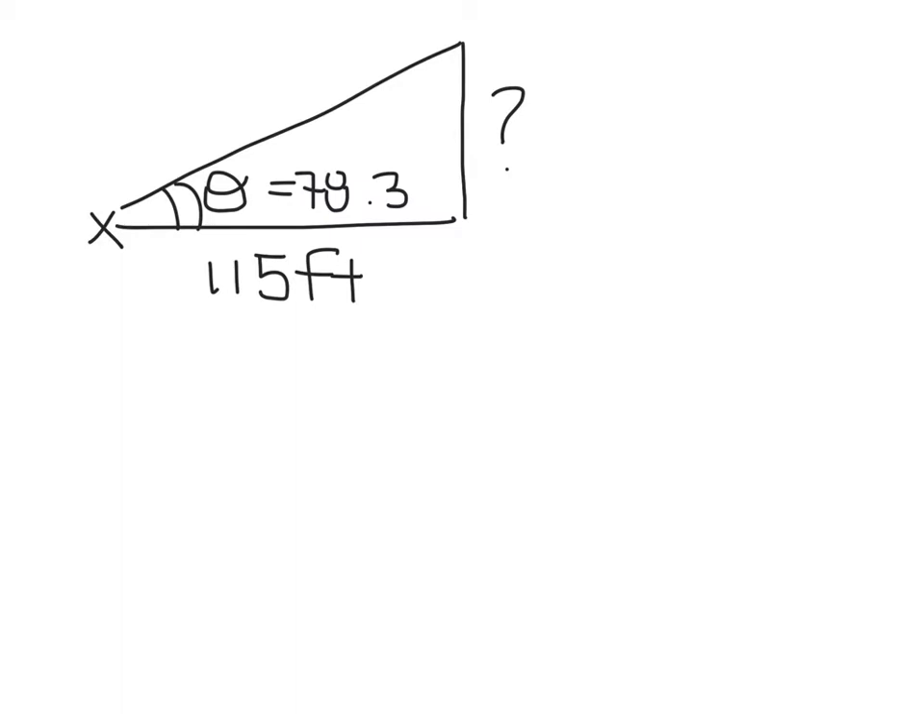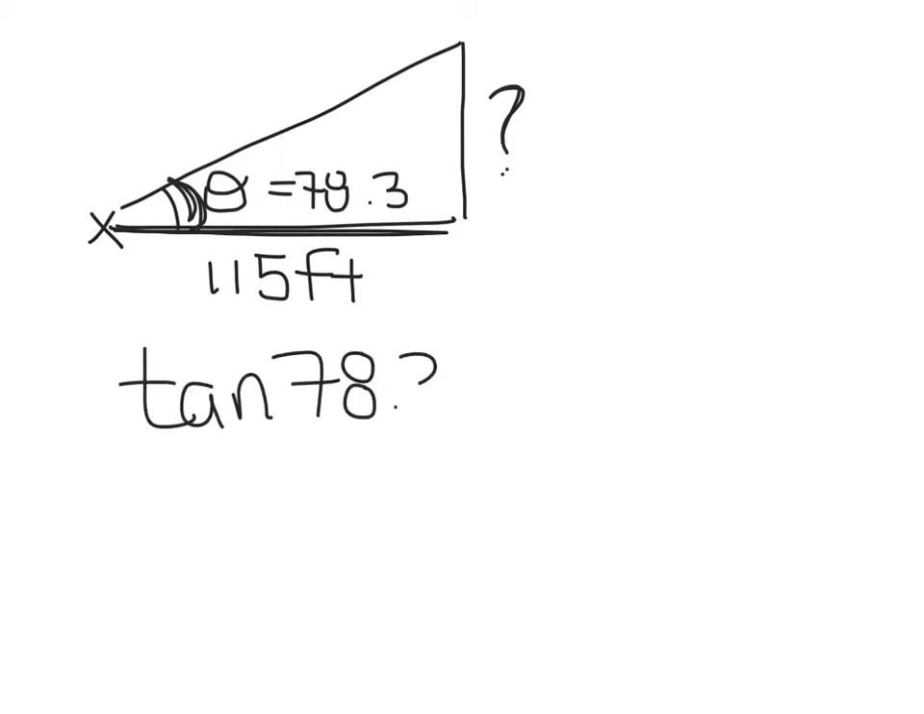Okay, so on page 68, number 1 says that a surveyor is standing 115 feet from the base of the Washington Monument, so that's this length right here, and the angle of elevation, which is this angle in here, is 78.3 degrees. We need to figure out how tall the monument is. In comparison to my angle, the question mark is opposite, and the 115 is adjacent, so we're going to use tangent. Tangent of 78.3 degrees equals my opposite, or my question mark, over my adjacent. You're going to multiply by your 115 to the other side, and then throw that in your calculator, and you'll get your answer.